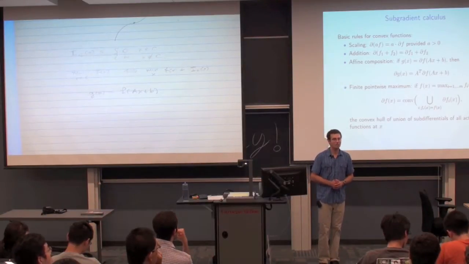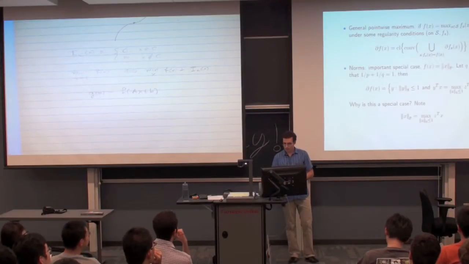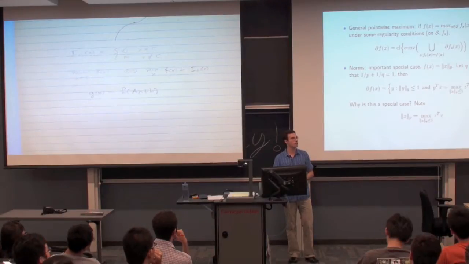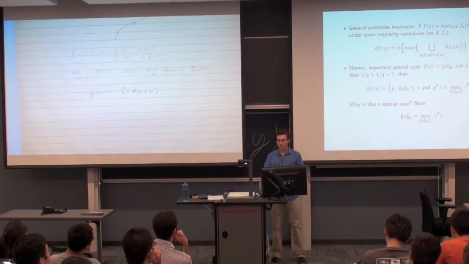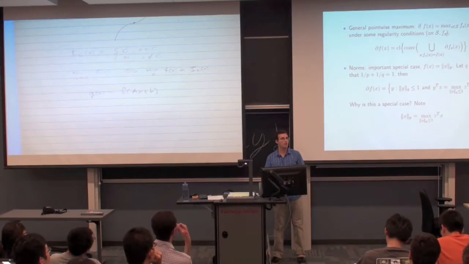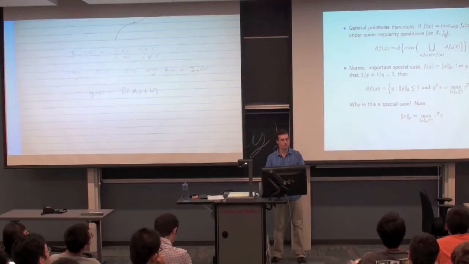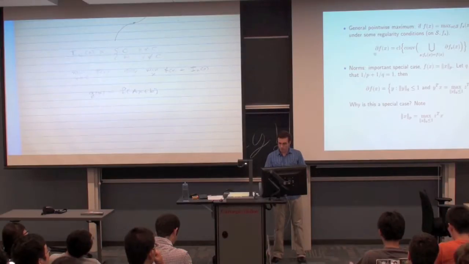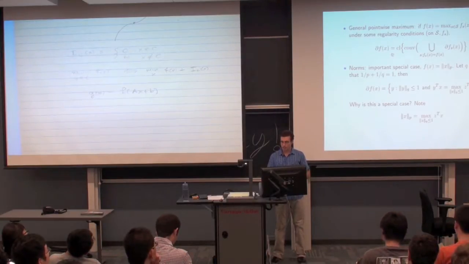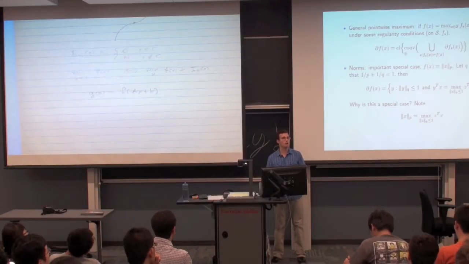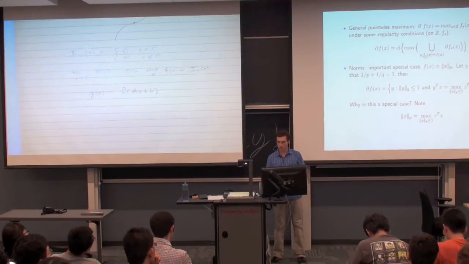So the next slide, we're going to talk about the infinite case. That was a prescient question. So what happens if I take the max over a bunch of functions that are indexed by some set S? Under some regularity conditions on S and f, I think sufficient conditions are that S is compact and that f is continuous both in x and in S, this index. I think those are not necessary, but they're sufficient. Then the subdifferential of f at x is equal to the same thing, but I have to put a closure on top of this now.